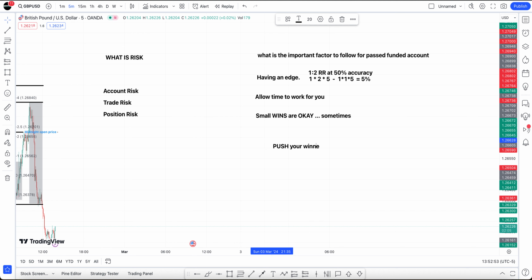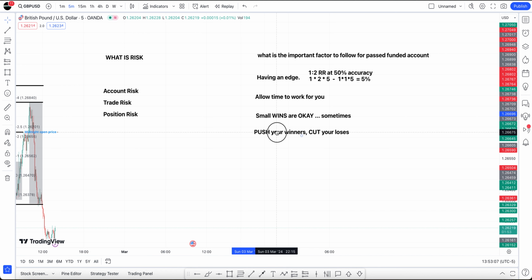Push your winners. Cut your losses. And by this I mean, if you want to scale this account very quickly, but it's also very risky, if you have 1 to 2 risk to reward, as soon as your risk to reward hits 1 to 1, you move your stop to break even. You move your stop to break even, you enter another position with 1% risk. So now, all in all, you still have the same trade.